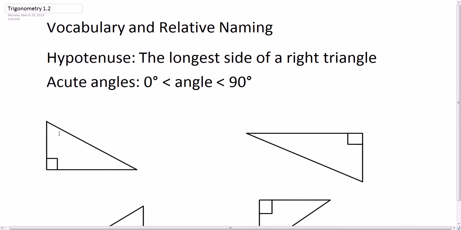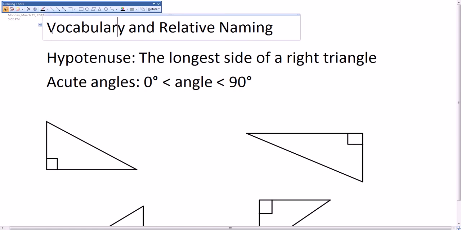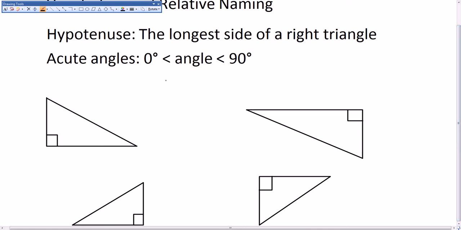Okay, so these are acute angles. So please familiarize yourself with this vocabulary, because we're going to be using this pretty regularly here. One of the first skills that we need to have is to always be able to identify what the hypotenuse is in any given right triangle.